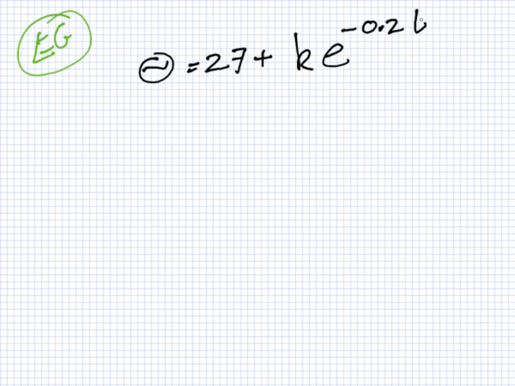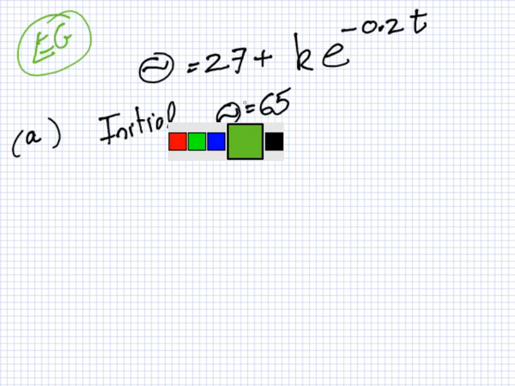Right. So the temperature, theta for temperature, is equal to 27 plus K e power minus 0.2 T. The K and the T, the K is a constant, and we don't know what value this constant is. But the question says the initial temperature is 65. So can anybody tell me the meaning of this word?